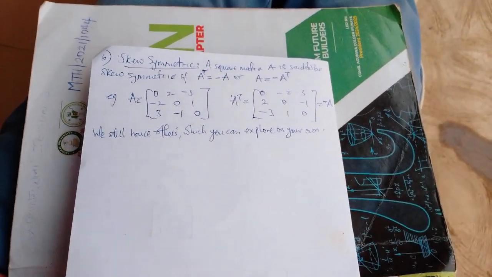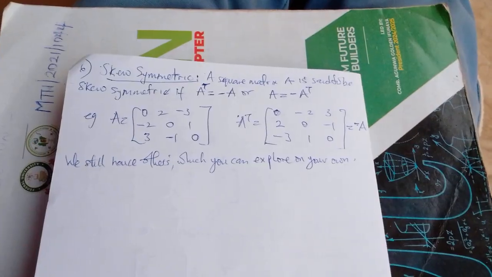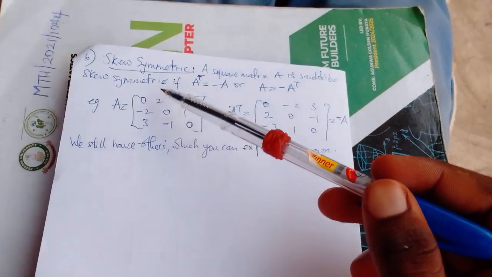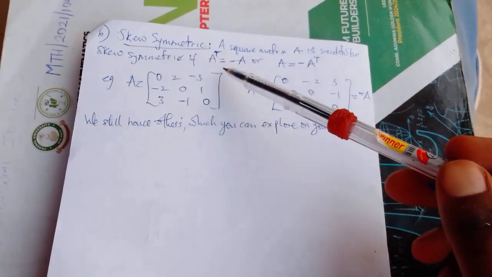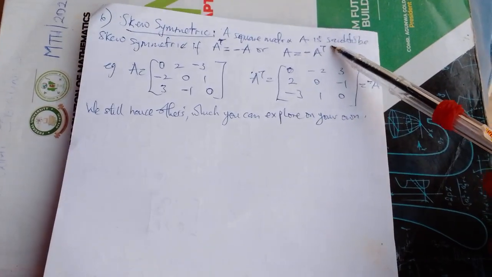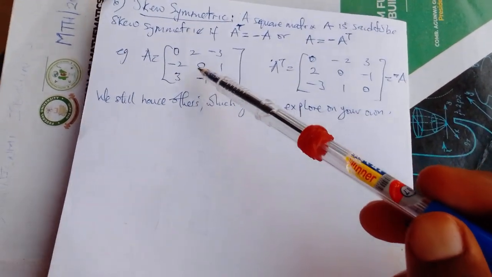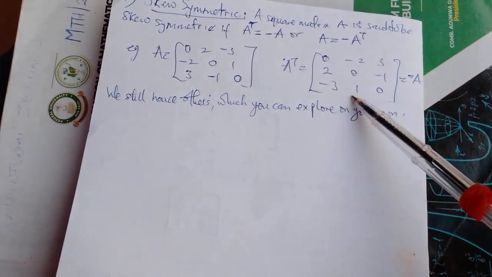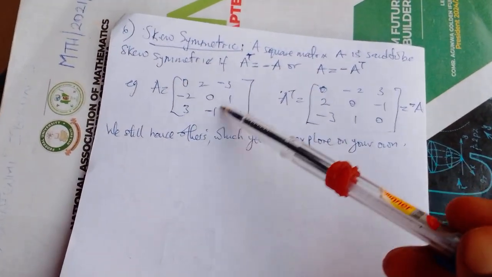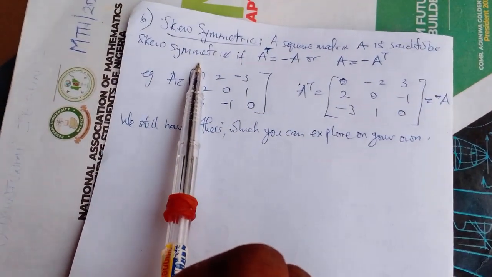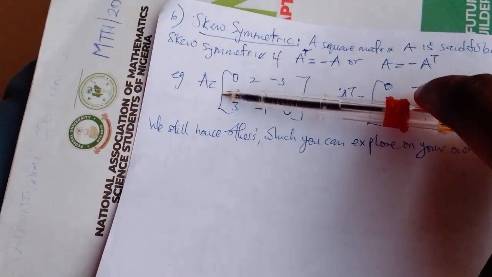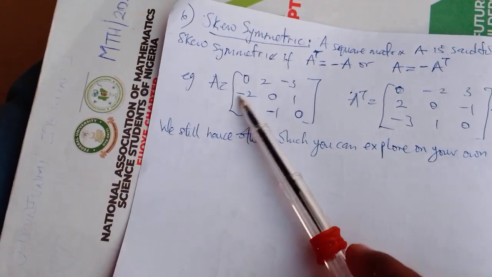Alright, we also have what we call a skew symmetric matrix. A matrix A is said to be skew symmetric if A transpose equals minus A, or A is equal to minus A transpose. That is, when you have a matrix A, if I find the transpose, it will be the negative of A. So let's say you have A to be this. If I find the transpose, the first row comes this way, the second one comes to the middle like this, and the third one goes down this way.